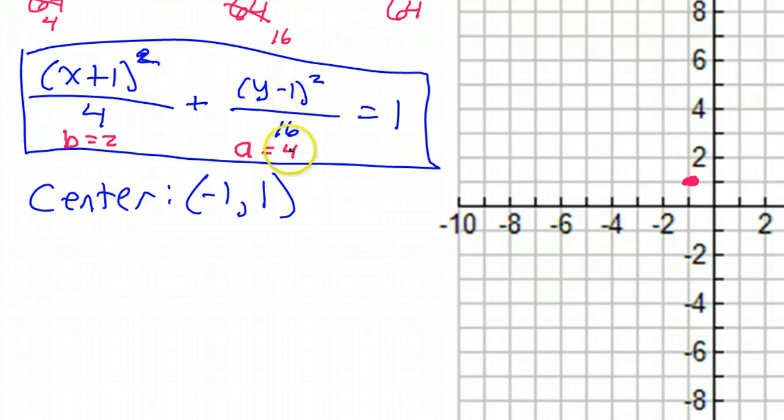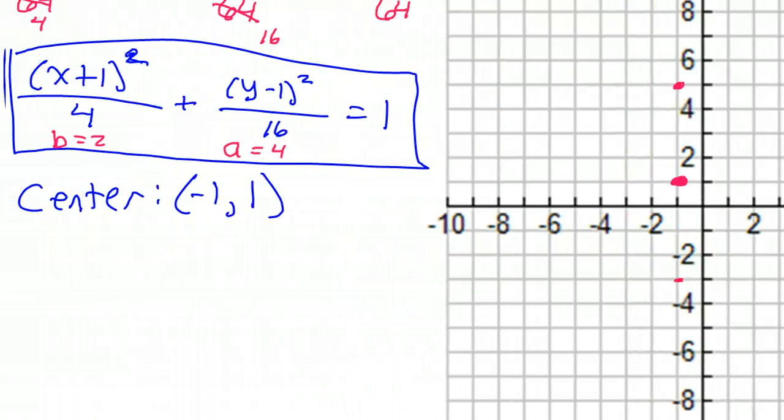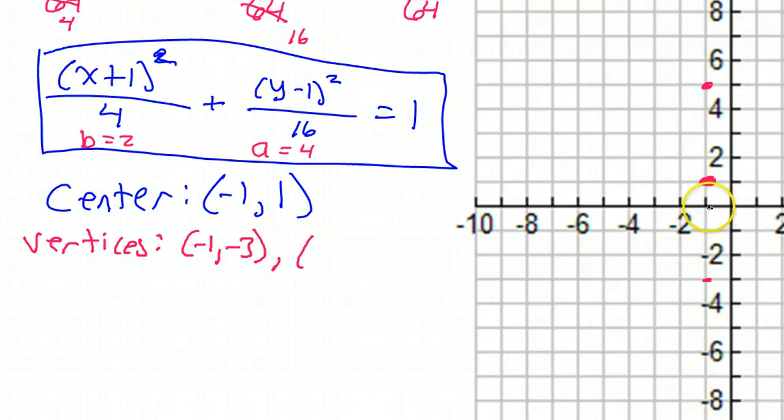This is with the y value, so this 4 will be up and down. So if I go up 4, down 4, those are the vertices. That's the bigger number, so that's going to give us the vertices, which are -1, -3 and -1, 5.